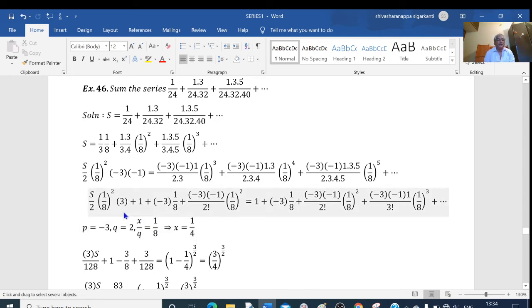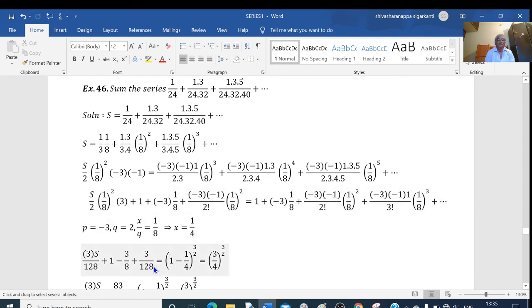What is the left hand side? Left hand side is 8 square. Okay, 8 square is 64. 64 into 2 is 128 plus 3s. Okay, plus 1. This is minus 3 by 8 plus this is our 3 by 2, 1 by 64. 64, that is 3. This is our 3.